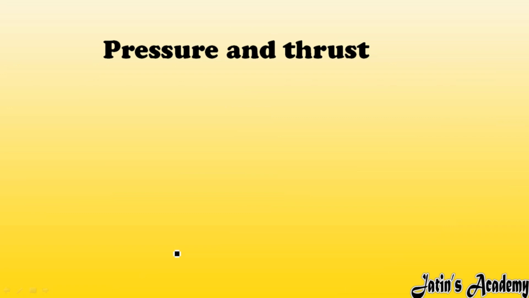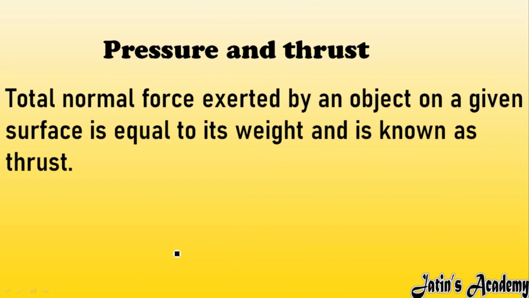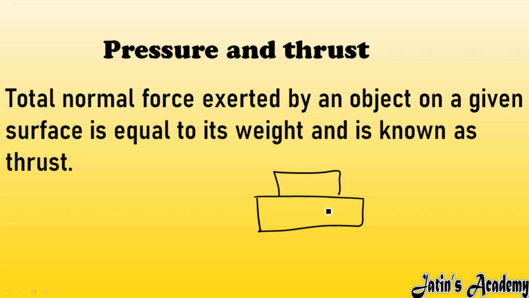Next, we have pressure and thrust. Thrust is the total normal force exerted by an object on a given surface. For example, I have this surface, and on this surface this object is there. When this object applies its full weight on this surface, then this full weight, or total weight, is nothing but a thrust. Or you can say, when an object is perpendicular to any surface, that force is a thrust.